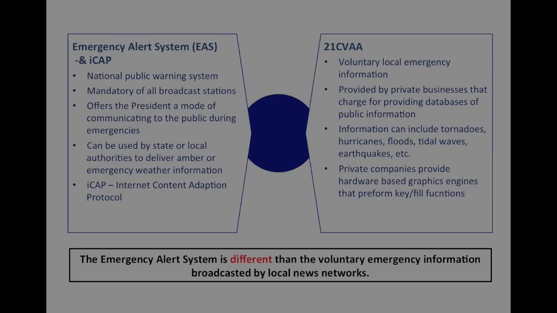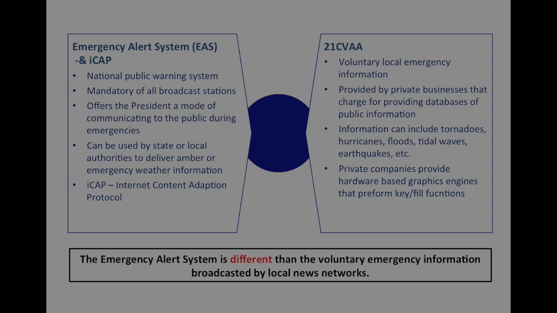We should highlight one of the main differences between EAS, or Emergency Alert System, and what's known as 21 CVAA. 21 CVAA is the FCC mandate for text-to-speech. That's where you'll find all the information on how to comply.